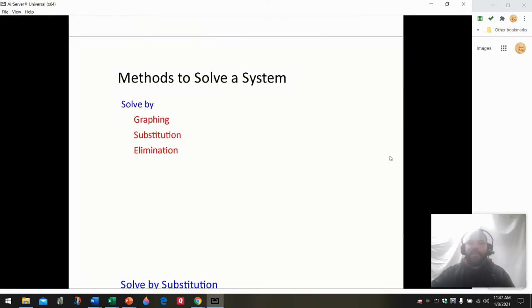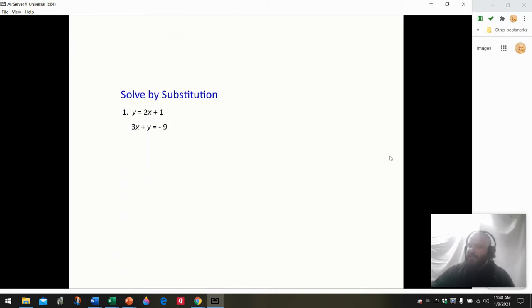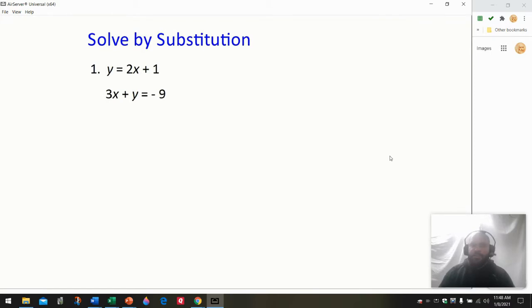So there are three different methods to solving these systems. I briefly touched on solving these by graphing last time. I kind of really just showed you how to graph the two equations. I didn't talk about actually finding the point, but that is one of the ways to solve a system. There's also substitution, which is using algebra, and then there's also elimination. So I'm going to show you how to solve systems by substitution.